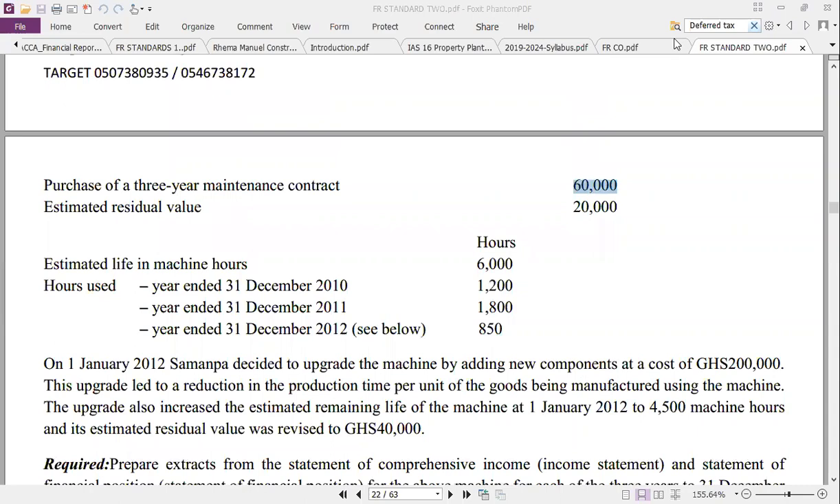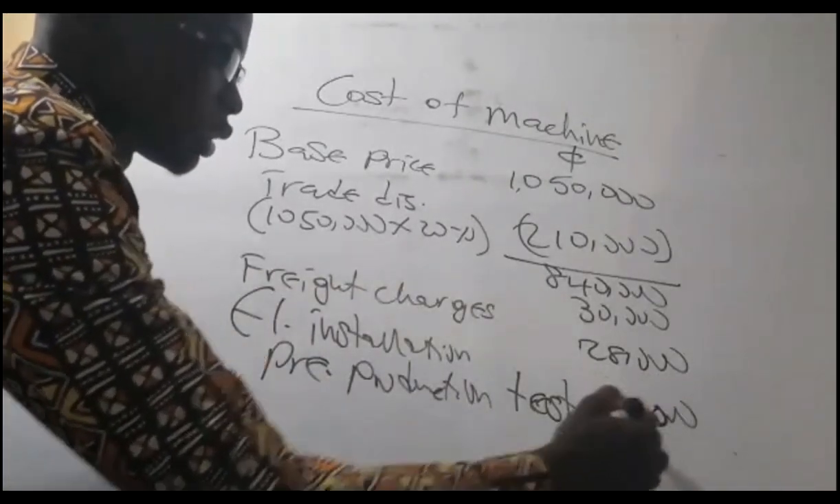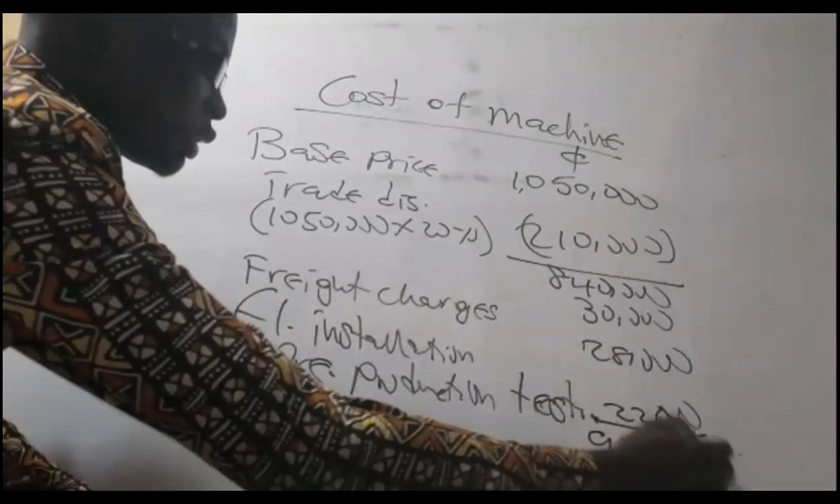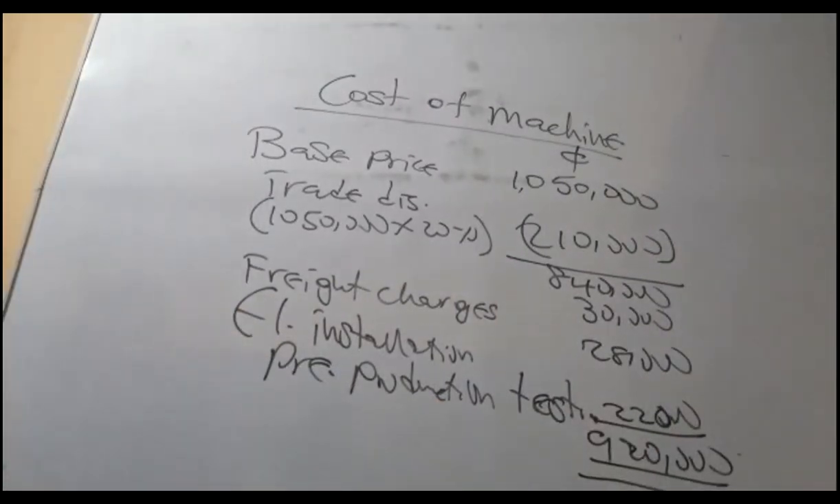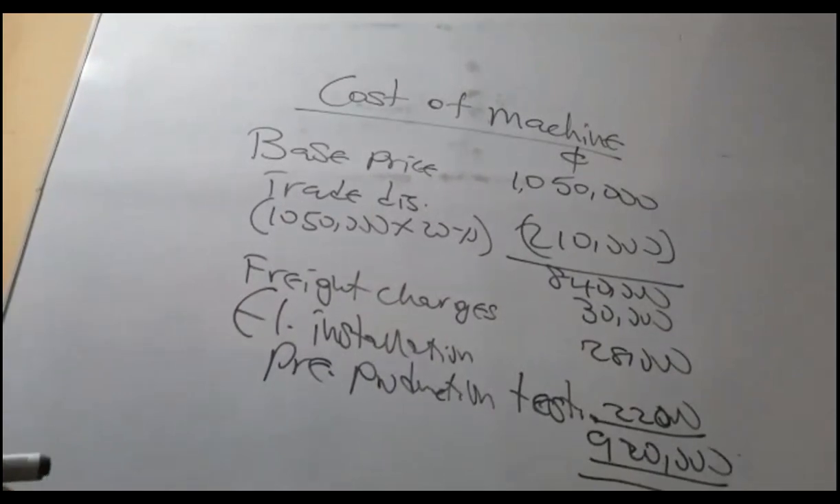So the pre-production cost is 22,000, not the 40,000. So let me just put 22,000. Therefore, what will be the total cost of the machine? That will give us 920,000. Great. So that is the end of this question. That's the cost of the machine. The remaining part of the question, let's check it against the subsequent measurements. Then we are done. When you sum all this up, you're getting 920. You can confirm for me if you're getting the 920. Let me know. If you're not getting it, let me also know. Good.